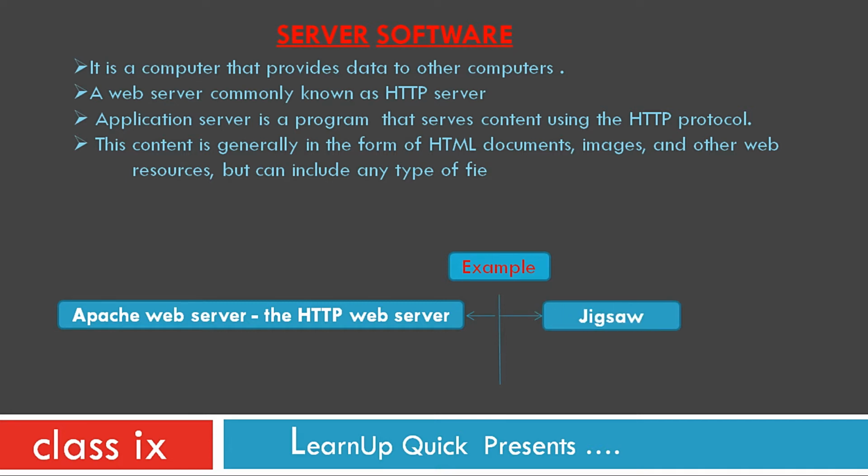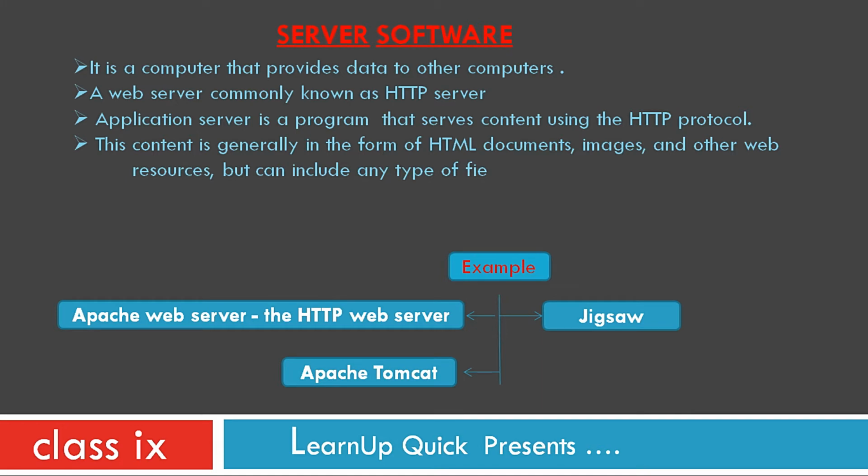The second one is Jigsaw. What is Jigsaw? The Jigsaw W3C server was introduced by the World Wide Web Consortium. It is open source and free and can run on various platforms like Linux, Unix, Windows, Mac OS, FreeBSD. Jigsaw is written in Java, thus it can run CGI scripts and PHP programs.